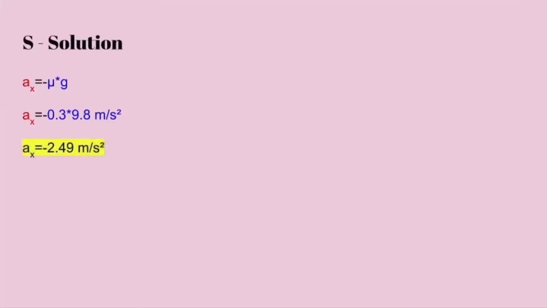Now, it's time to plug in all our givens. Plug in 0.3 for mu and 9.8 meters per second squared for g. And the final solution should be negative 2.49 meters per second squared. Moving on to problem 3.